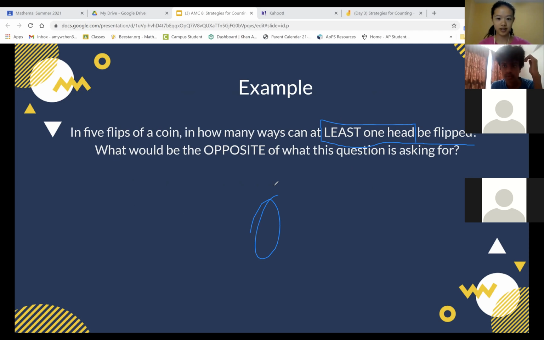Then, think about how easy it is to find the number of ways to flip 0 heads compared with the number of ways to flip 1, 2, 3, 4, and 5 heads. There's only one way to flip 0 heads, so you might as well just find the number of ways to flip 0 heads. And so how many ways are there to flip 0 heads?